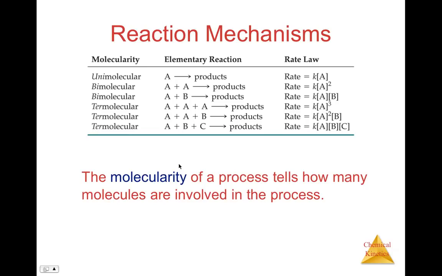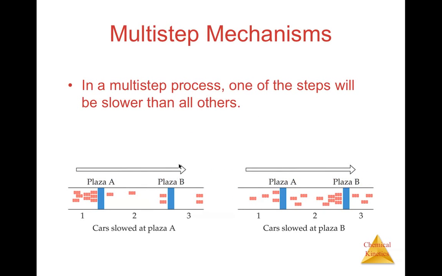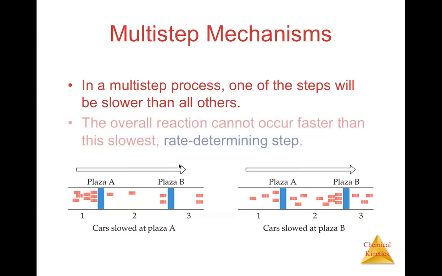There are unimolecular, bimolecular, and termolecular steps. Uni and bi are very possible. Termolecular steps are quite rare. In a multi-step process, one of the steps will be slower than the others. The slowest one determines the rate of the reaction. It is called the rate determining step. You can see here, plaza A of the toll booths is the one that's rate determining. Here, plaza B is the one that holds up the reaction, and they're all slowed down, and so it is the rate determining step.